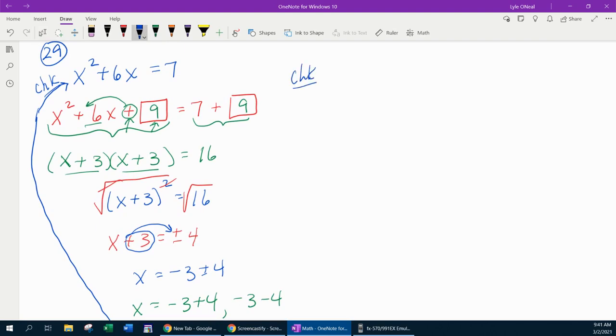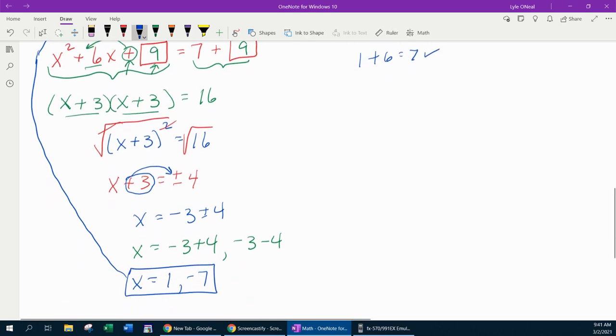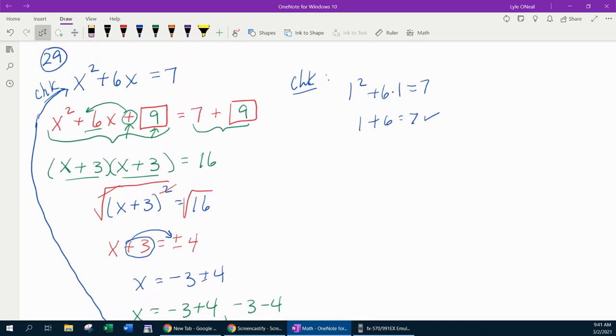If I plug in 1, that's going to be 1 squared plus 6 times 1, and that should equal 7 if it's correct. So that'll be 1 plus 6, which is 7. The other solution was negative 7. Negative 7 squared plus 6 times negative 7 should also equal 7. Now, to stress this, when you're checking negative values, you do need to put those in parentheses. If you're using a calculator and you don't put the parentheses, you will probably get the wrong answer.